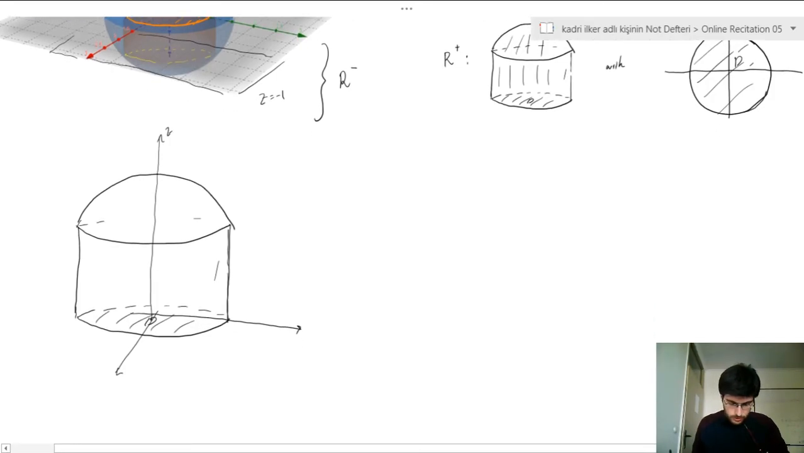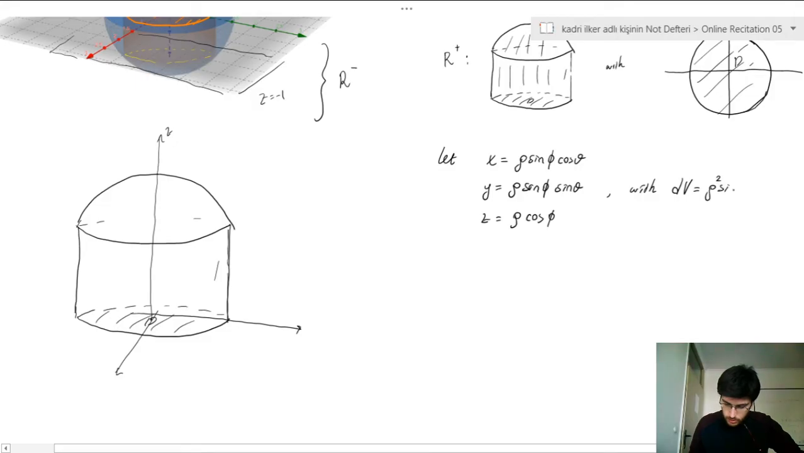Fine, so we have this, and we just introduce our spherical coordinate system as before. So x is rho sine phi cosine theta, y will be rho sine phi sine theta, and z will be as before rho cosine phi. Okay, and with this volume element, rho square sine phi d rho d phi d theta. Fine. So let's see, we have such a picture.